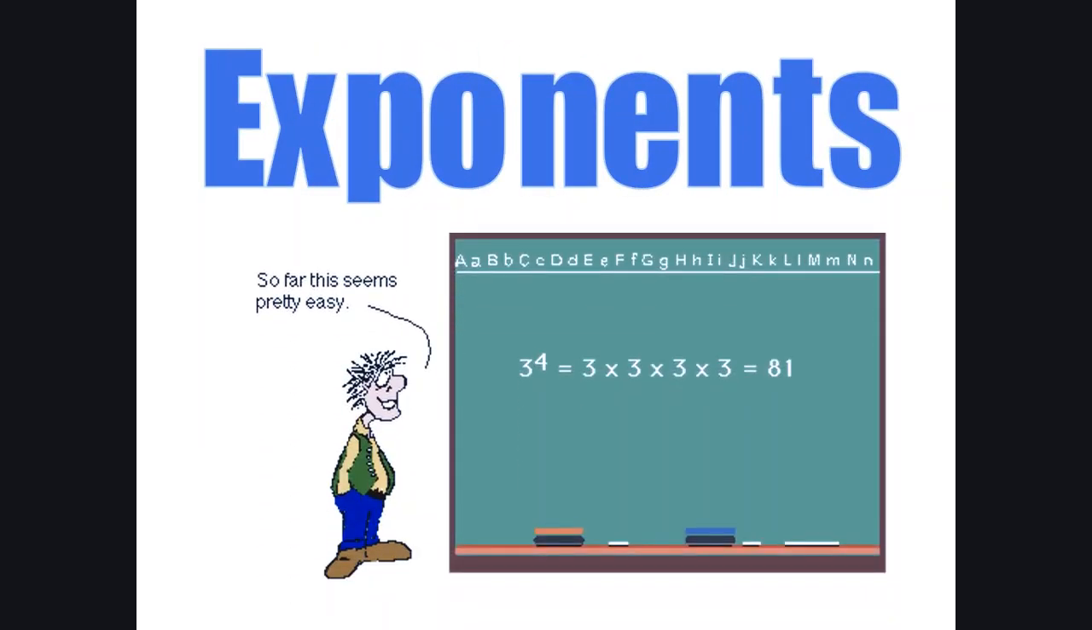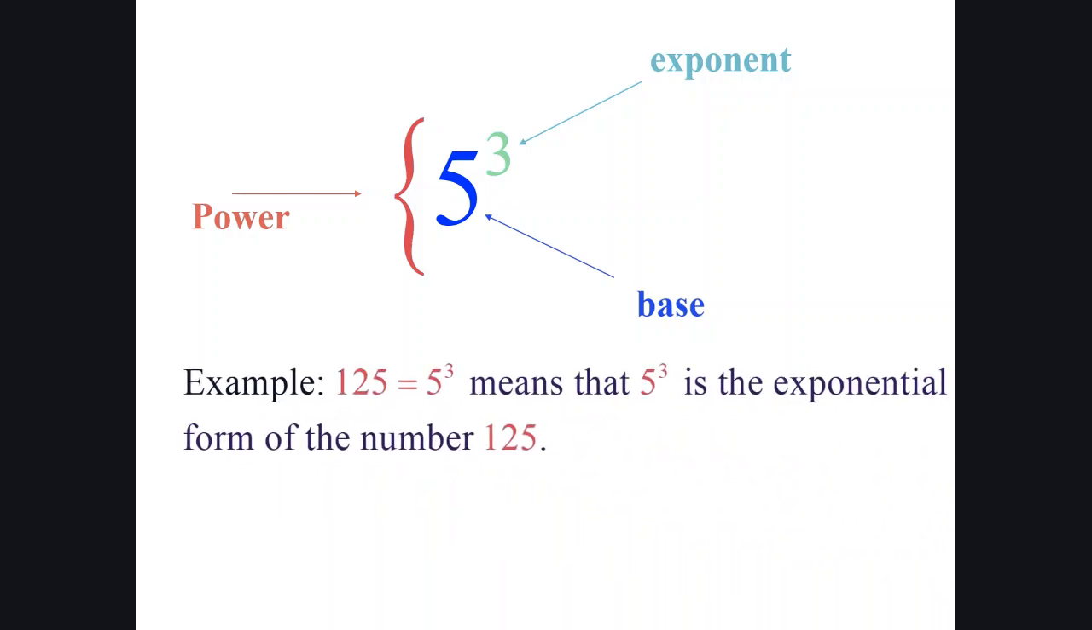Let's talk about exponents. Let's first see what an exponential expression should look like, and the parts of it. So, in this example, 5 to the third power, the whole expression is an exponential expression, and the 3 is the exponent, where the 5 is the base.